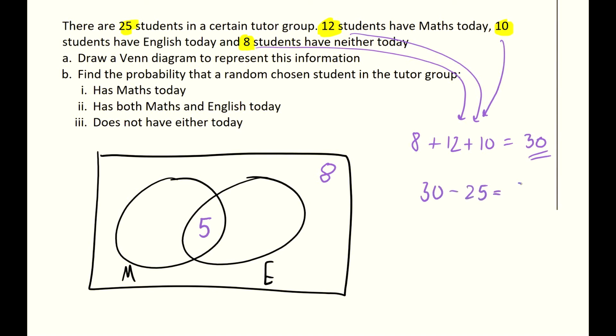So you take the difference of what you added them up to what the total should be, and those extra people must have done both maths and English. And now we can get somewhere. So what I said before, 12 students have maths today. That means 12 students were in this circle. We already have 5 in the circle. That means that 12 take away 5, which is 7, must be left outside my circle.